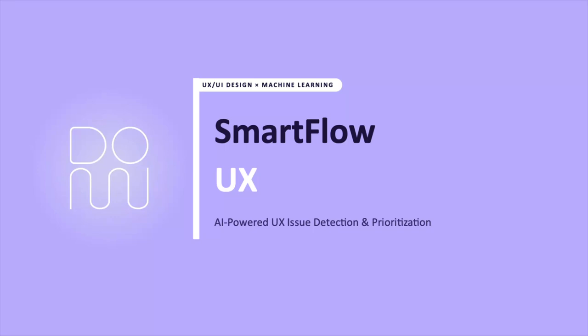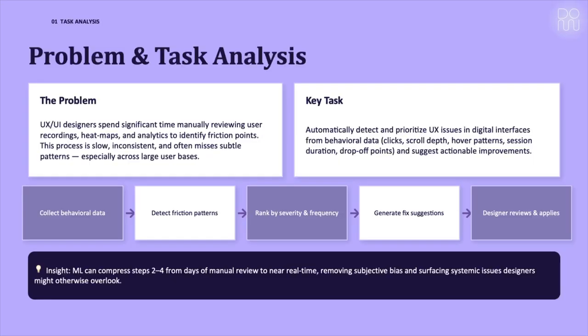Hi, I'm going to share with you my machine learning project, SmartFlow UX, an AI-powered UX issue detection and prioritization. So what the project entails as problem and task analysis would be that UX designers spend significant time manually reviewing user recordings, heat maps, and analytics dashboards to identify friction points. This process is usually slow, inconsistent, and often misses subtle patterns, especially across large user bases or design systems.